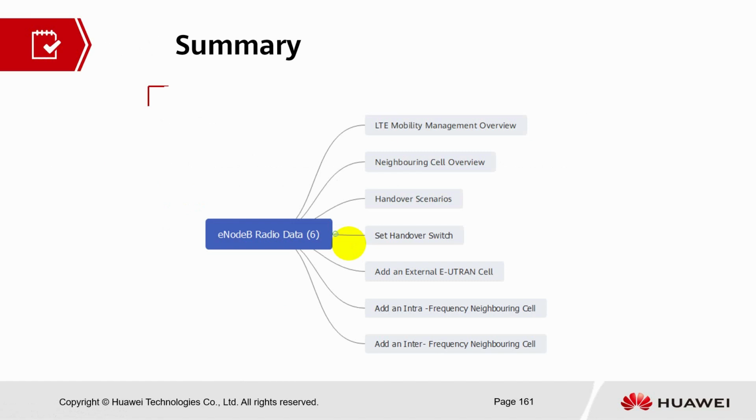So the summary of this section is that we have learned about LTE mobility management overview, neighboring cell overview, handover scenarios, how to set handover switch, how to add external eUtran cell, how to add an intra-frequency neighboring cell, and how to add an interfrequency neighboring cell.